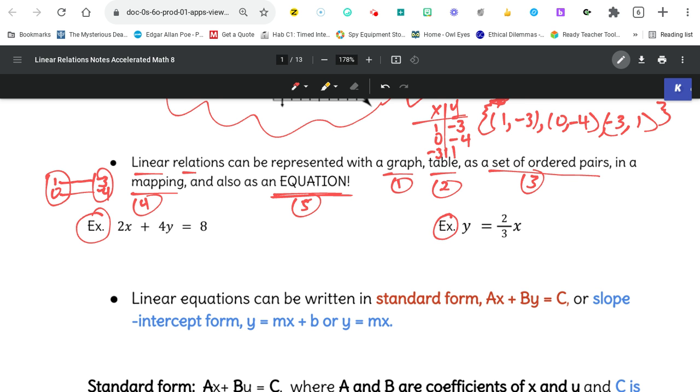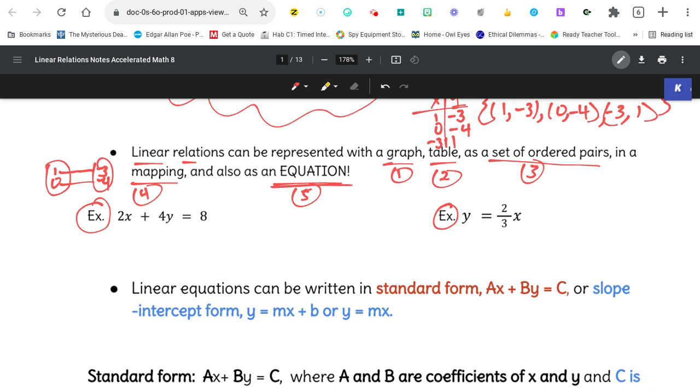y equals 2/3 x is a linear equation. So let me go a little more in depth into what's linear and what's not, because some of you may be like, well, how do I know which one is linear and which one isn't linear?